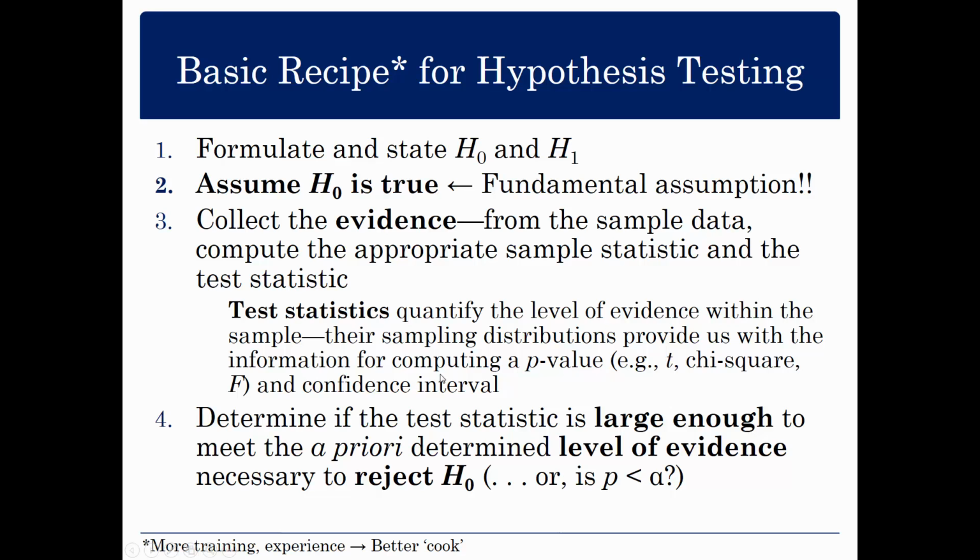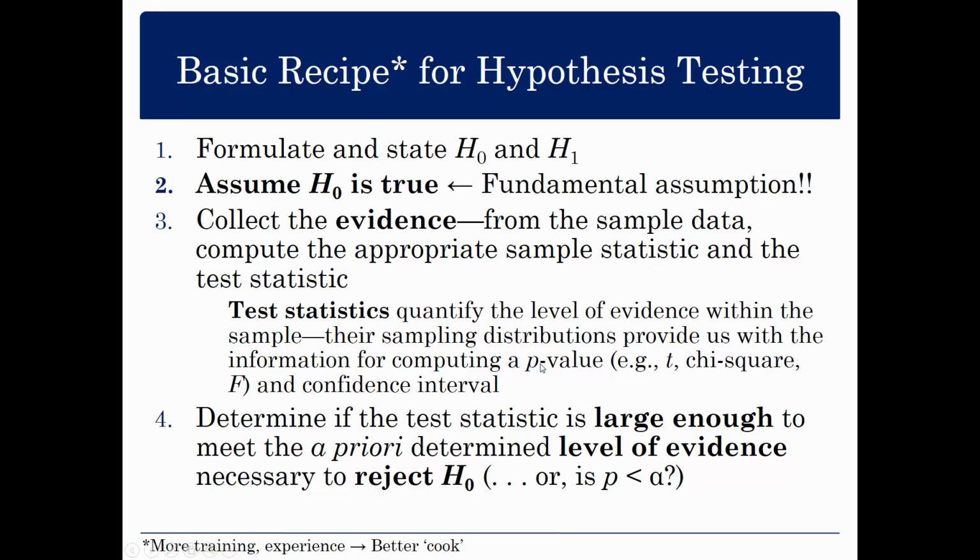The way we do that is through p-values and test statistics. These two things together quantify the level of evidence within the sample. I hate to use the word "disagreement," but that's really kind of what it is. It's a go or no-go decision. And they also provide us with confidence intervals.